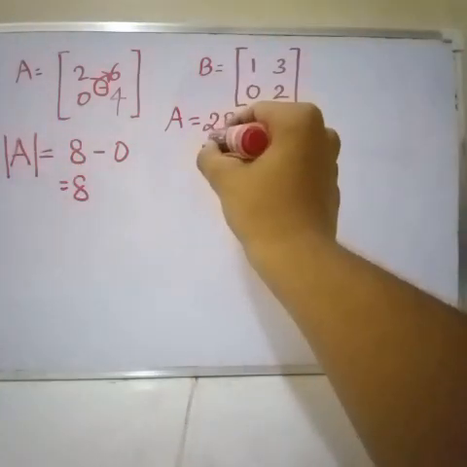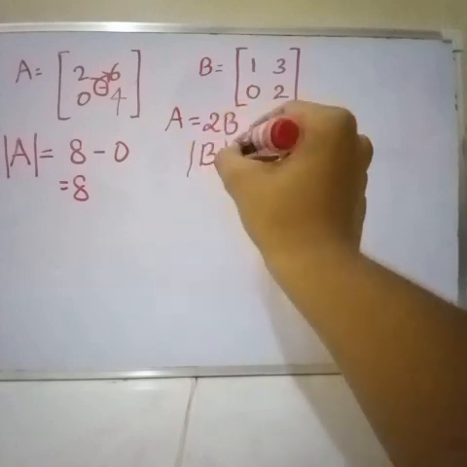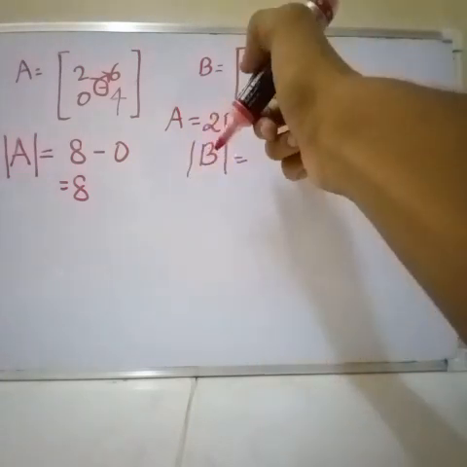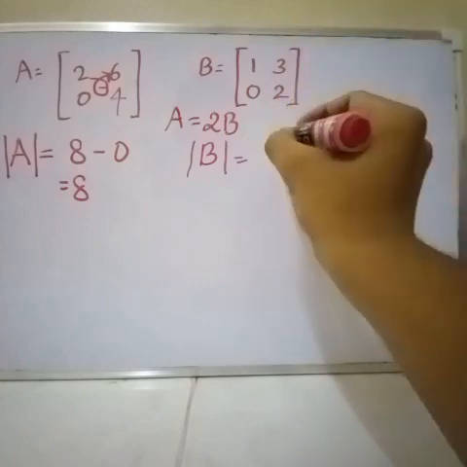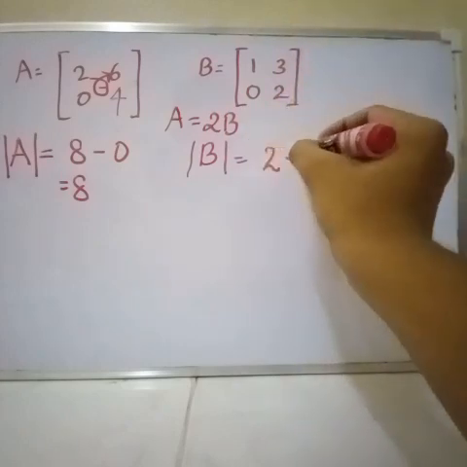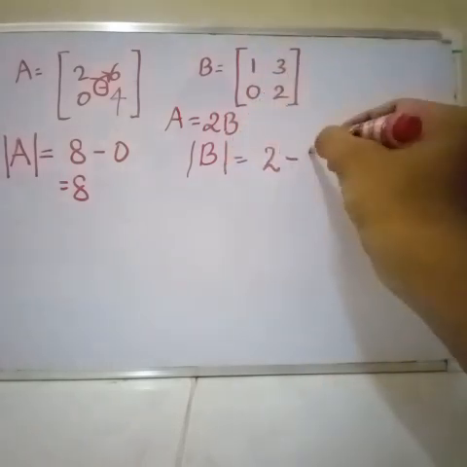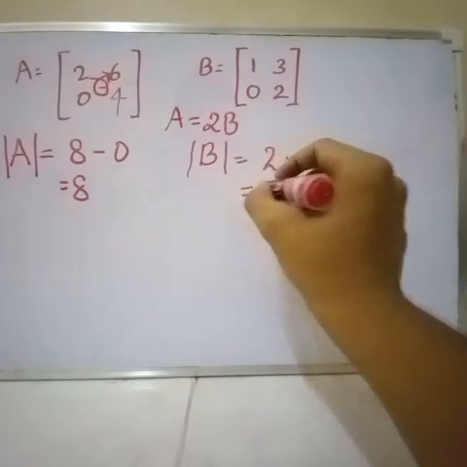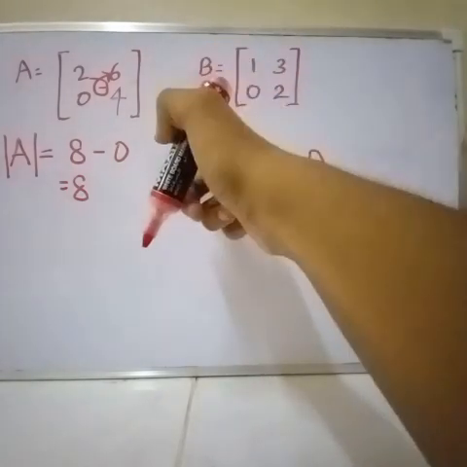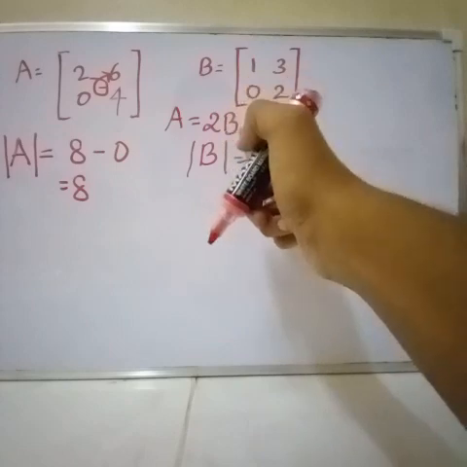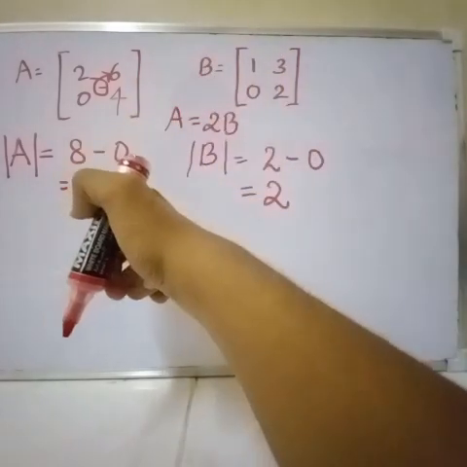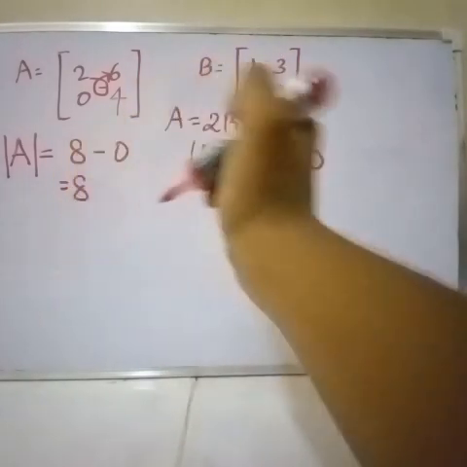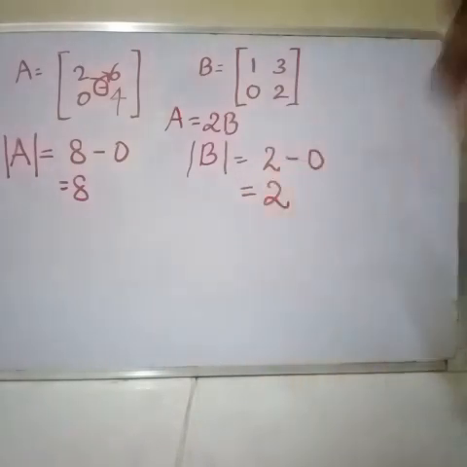Now let's find the determinant of B. For that, 1 times 2, that would be 2, minus 0 times 3 would be 0, which will be equal to 2. So A is actually equal to 2B, but determinant of A is actually 4 times determinant of B.